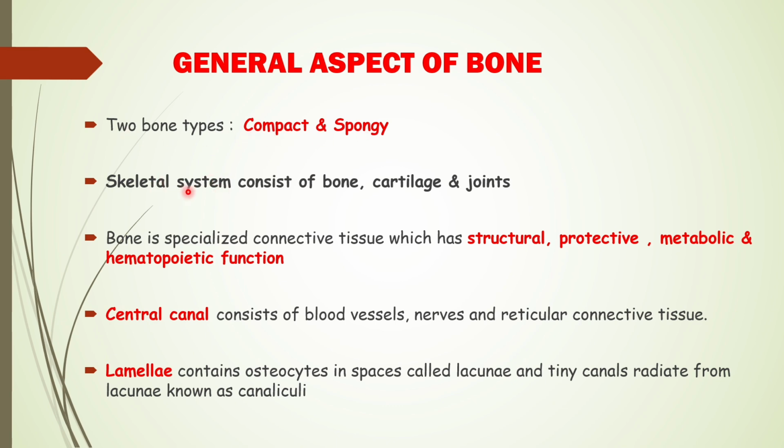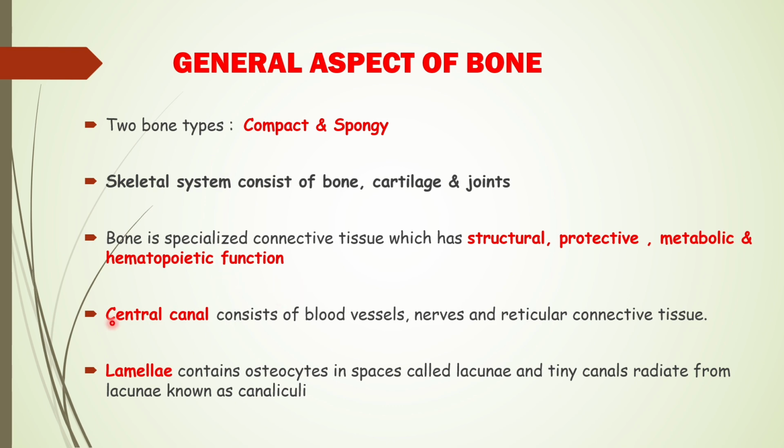Our skeletal system is made up of bone, cartilage, and the joints. Bone is a specialized connective tissue which has a structural function, a protective function, a metabolic function, and it has a hematopoietic function as well. Particularly spongy bone contains the bone marrow, which is a source for blood cell production like that of RBC, WBC, and the platelets.